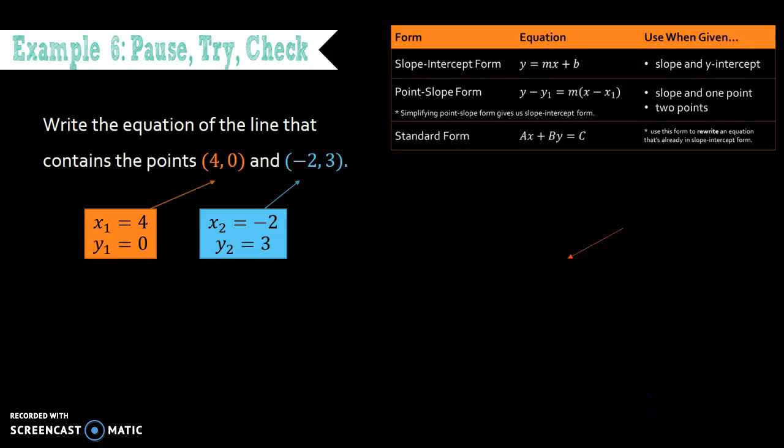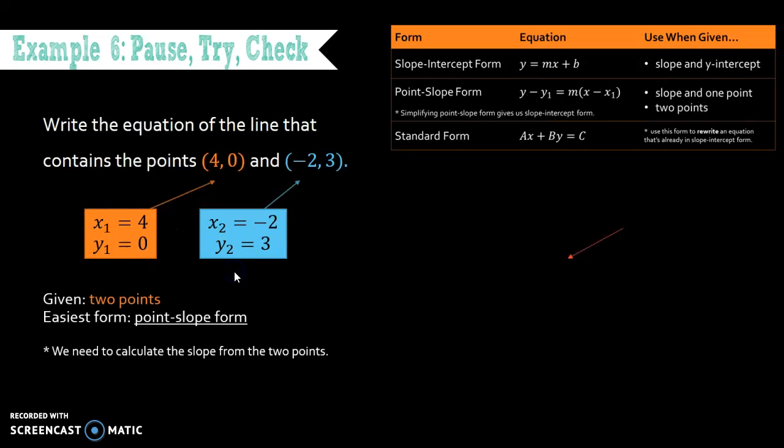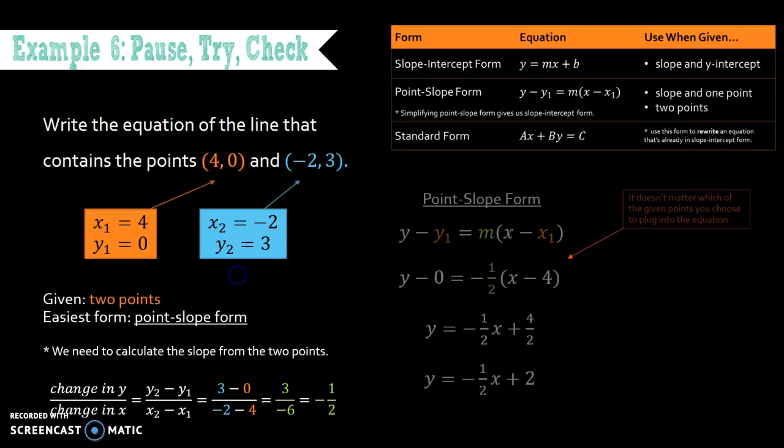You're given 2 points. I'm going to call them point number 1 in orange, point number 2 in blue. We need to calculate the slope by doing our change in y divided by our change in x. We're getting that the slope is -1/2. We can plug that into our point-slope form. And again, it does not matter which of the given points you choose to plug into the equation. You will get the same answer whether you chose the orange point or the blue point to plug in.